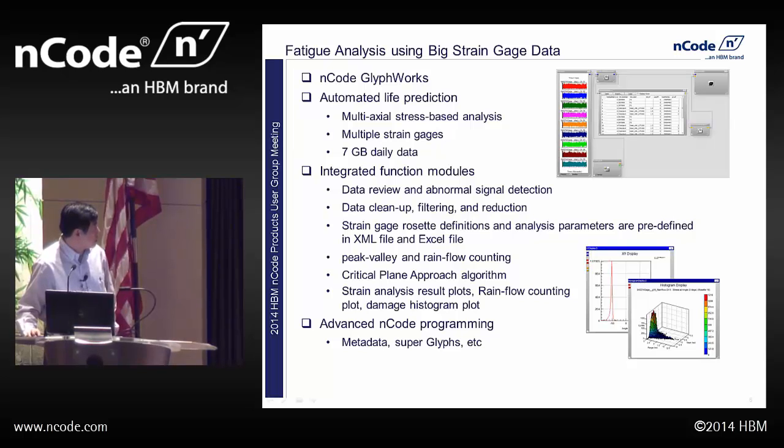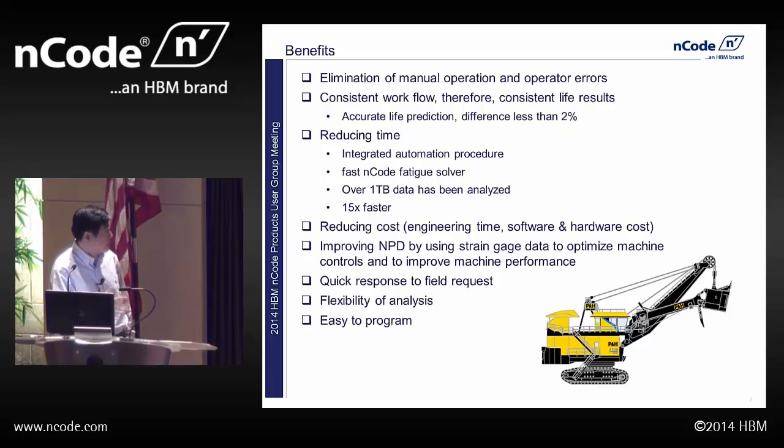So the integrated function modules here, as I talked about, let us view the data and find abnormal signals, do cleanup, filtering, file reduction, peak valley, rainflow counting, and the critical plane approach algorithm is also built in here. Those 2 pictures just show the plots. I believe this one is the rainflow counting plot, and this one shows the principal stress direction right here. So we can tell that's a uni-axial load case. Some advanced ENCODE programming is involved here, with metadata and superglyphs, just to repeat that process for each angle and each gauge.